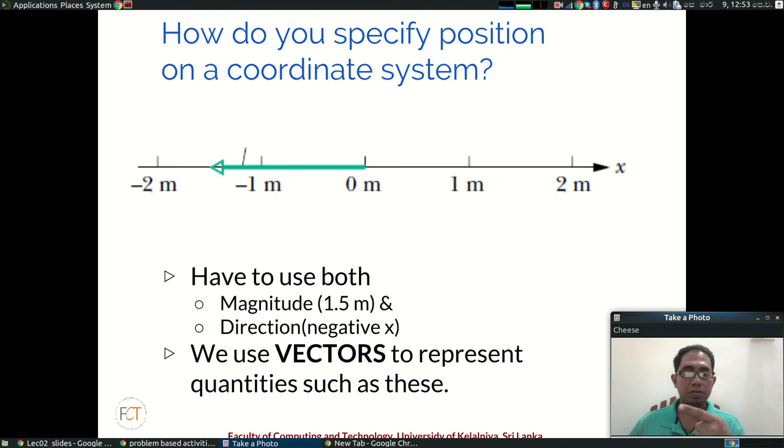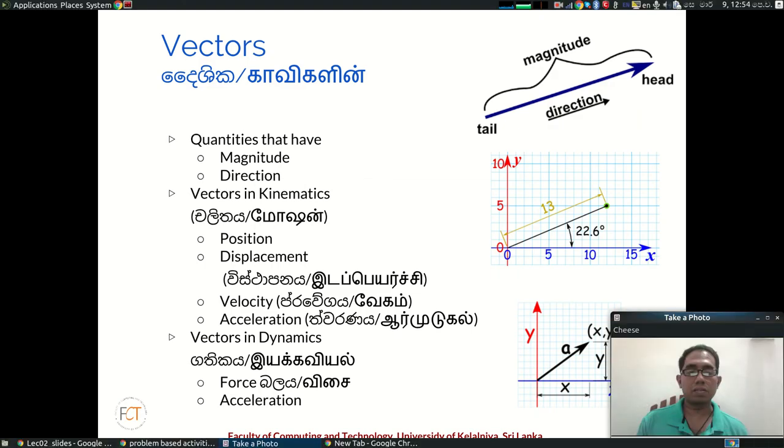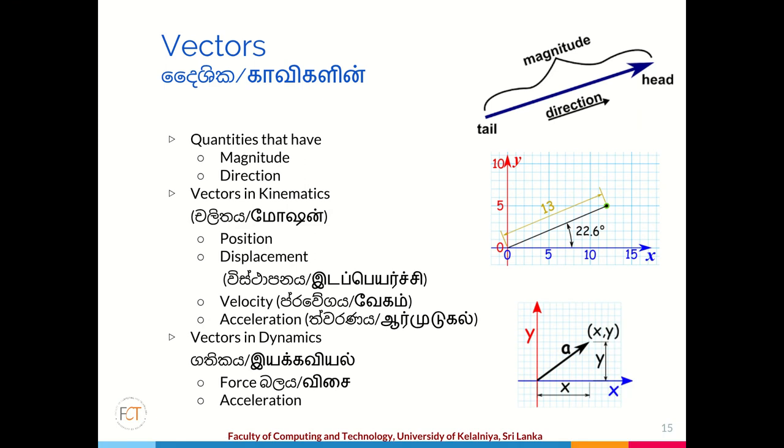And you draw an arrow that is 1.5 in length, magnitude, and that points in the negative direction. That's a very clear way of saying which direction you need to go. And this is actually what we call a vector. You have the direction specified as well as the magnitude specified. And these quantities that require you to specify a direction and a magnitude are called vectors. All right, so vectors will have magnitude and direction.